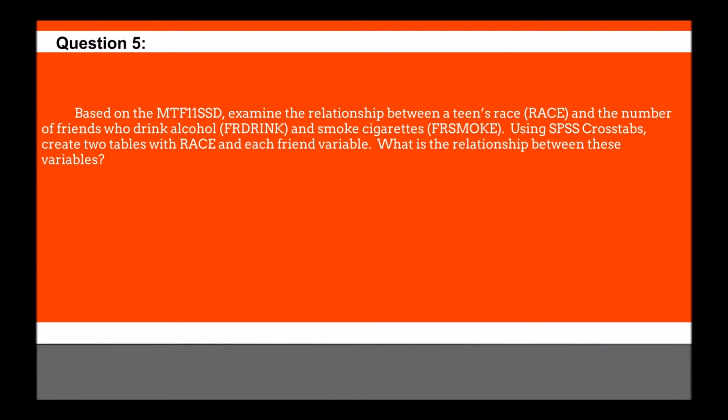For the final question in this tutorial, we're going to be using the MTF11SSD dataset. So make sure you get out of the GSS dataset and load up your MTF dataset. So based on this, we're going to examine the relationship between a teen's race and the number of friends who drink alcohol and smoke cigarettes. So using SPSS crosstabs, we're going to create two tables with race and each friend variable, and we're going to look at the relationship between these two variables.